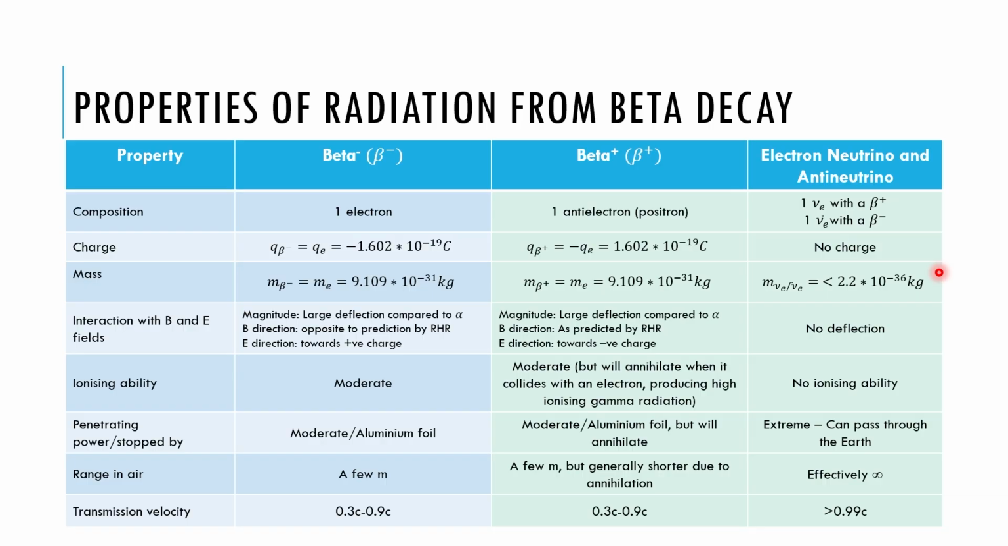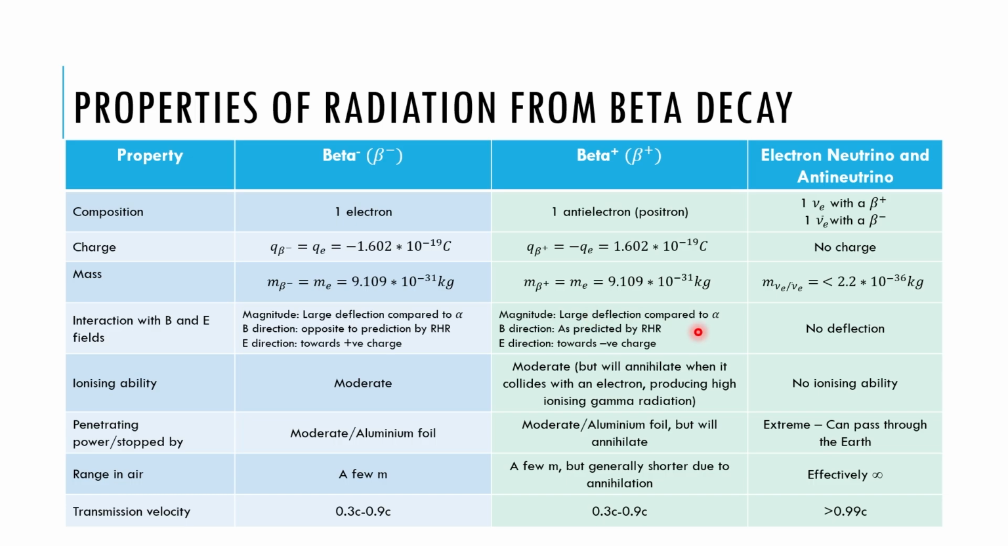So for beta plus particles, they are composed of one anti-electron, meaning that they have the same magnitude of charge as an electron, but the charge is positive. Their mass is also identical. Similarly to electrons, they would experience a large deflection from magnetic and electric fields when compared to an alpha particle because their mass to charge ratio is so much lower.